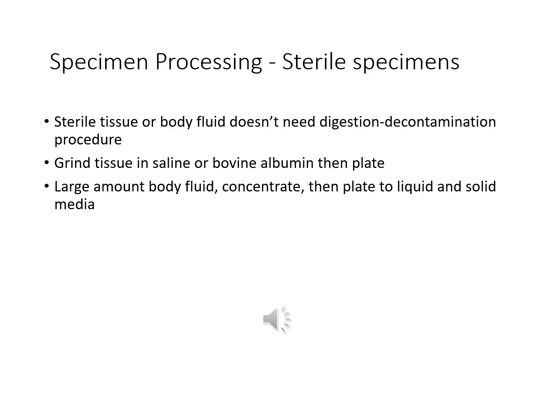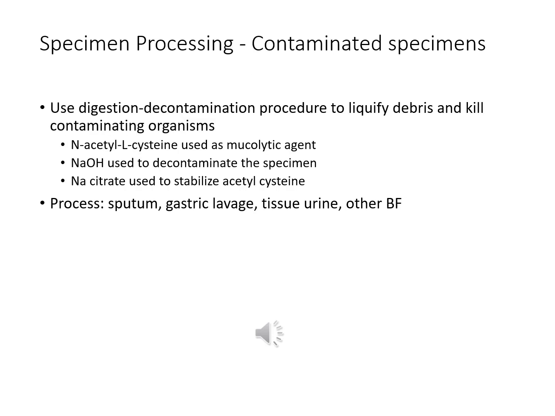When we talk about tuberculosis or Mycobacterium tuberculosis causing tuberculosis, you can think of the pulmonary system. Most of the time what you're going to get is a sputum specimen. So whether it's an expectorated or aspirated sputum, we will have a lot of normal flora that is going to contaminate that specimen. So we're going to have to use the digestion decontamination procedure, which will help to liquefy the debris and help kill any contaminating organisms in the specimen.